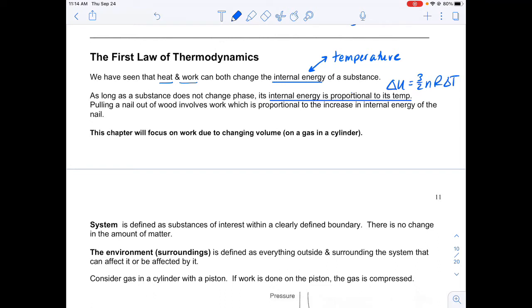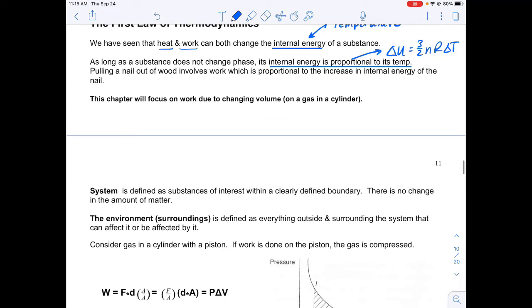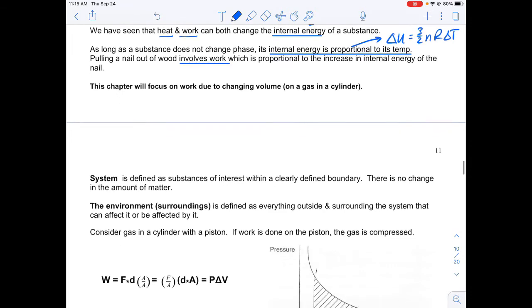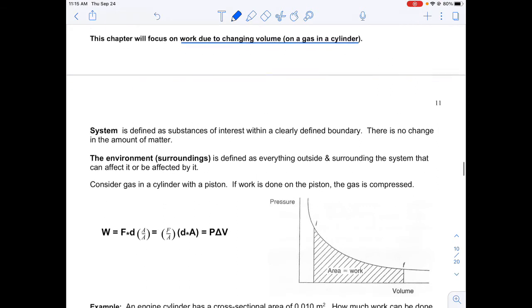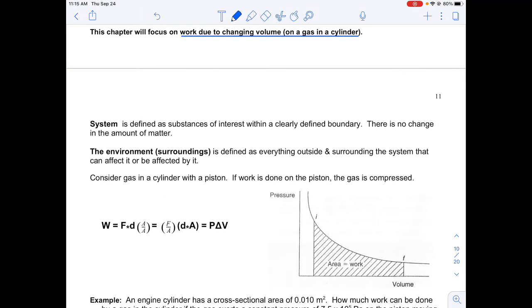So there's the formula that I mean when I say proportional. Let's see. For example, pulling a nail out of wood involves work, which is proportional to the increase in internal energy of the nail. But in this next chapter, we're going to focus on work due to changing volume, and we're going to look at the specific example of gas in a cylinder. So we've looked at some examples of this already.